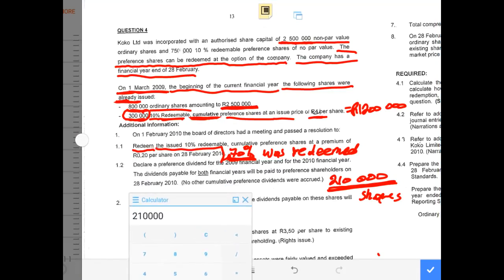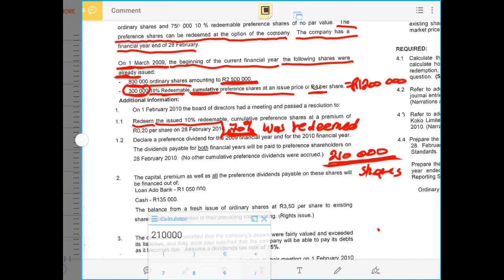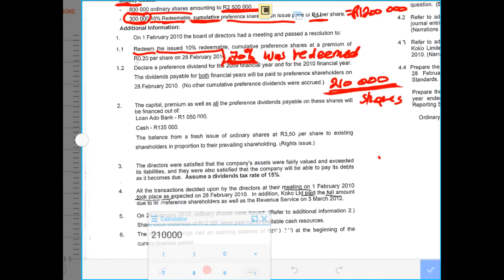Then after, what do you do next? You still go and calculate your premium. Now remember, in this case, the premium would have been the same 20 cents. Then that premium will be calculated on the number of shares that are being redeemed, not on the total preference shares that were issued. The premium is calculated only on the number of shares that are being redeemed, meaning the 20 cents will have to be calculated on 210,000 shares, as opposed to 300,000, which was the total number of shares that were issued.